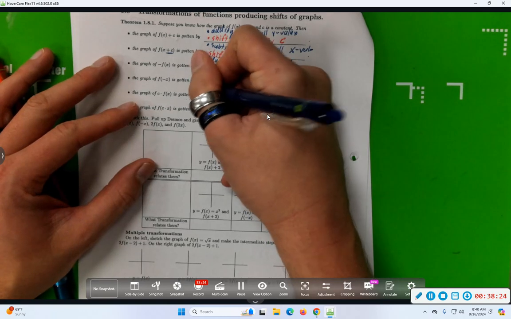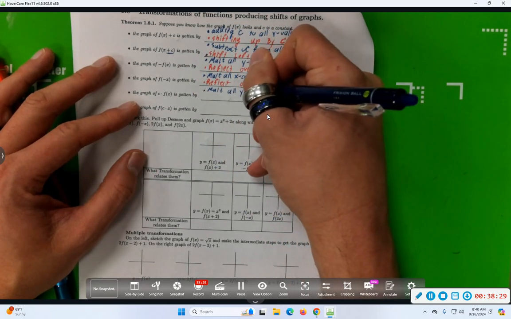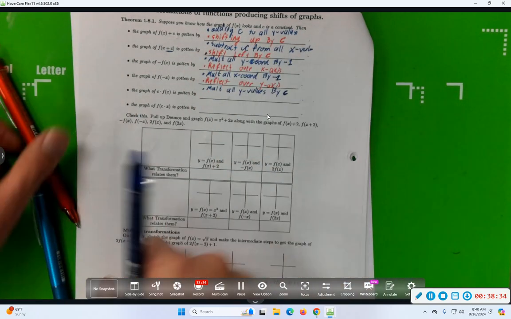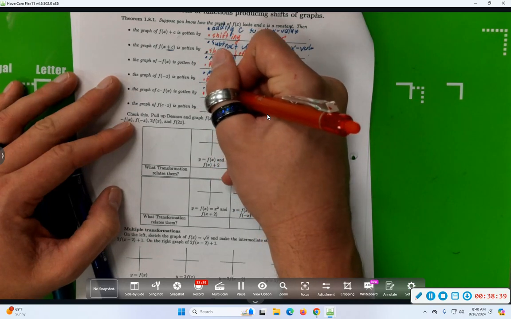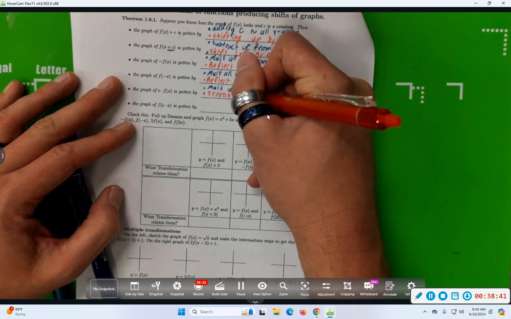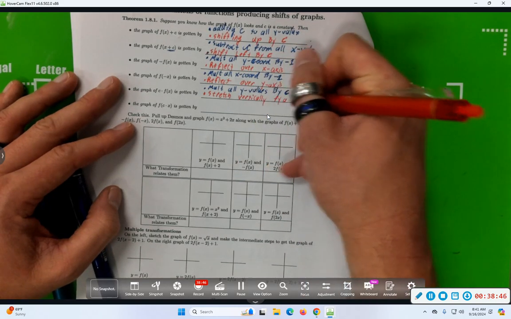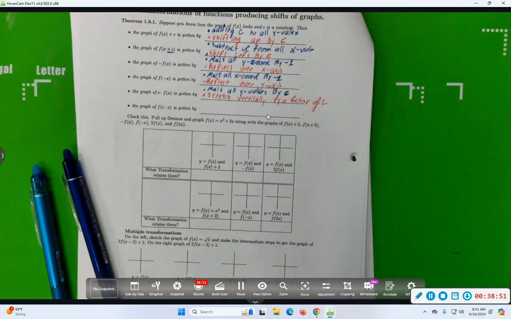So I'm going to write that down. We multiply all y values by this number c. This is also a stretch vertically by a factor of c. So one, very analytic, multiply all y values by c. The other one, geometric. I'm doing a stretch. Let's see if it holds up.